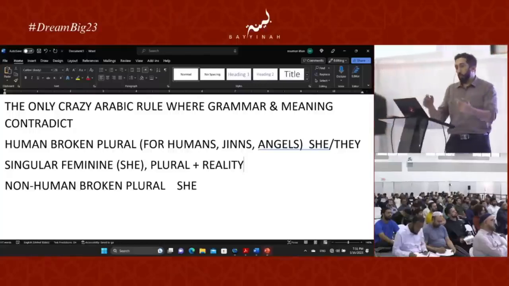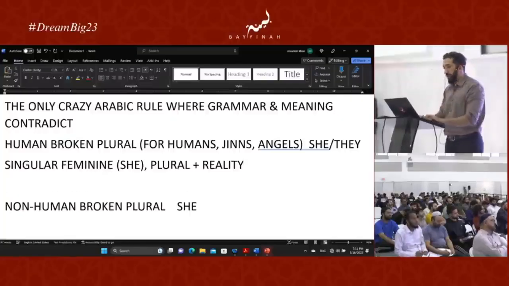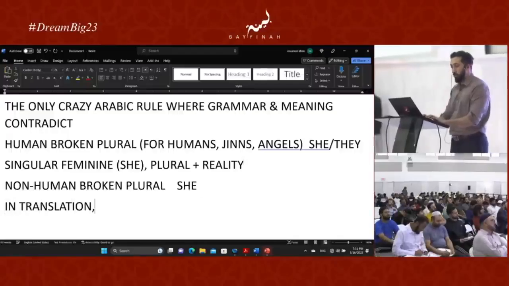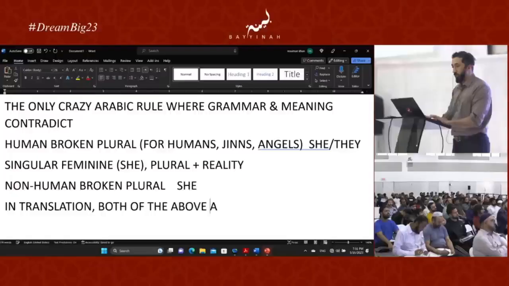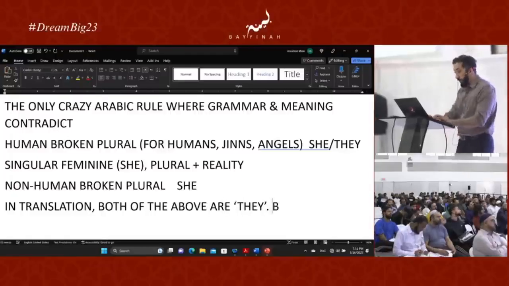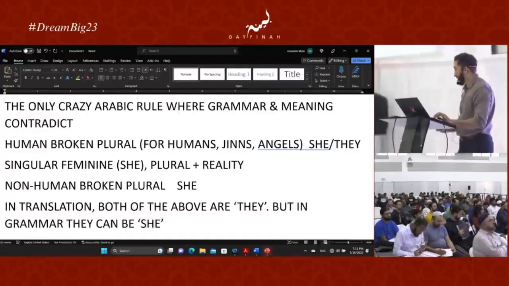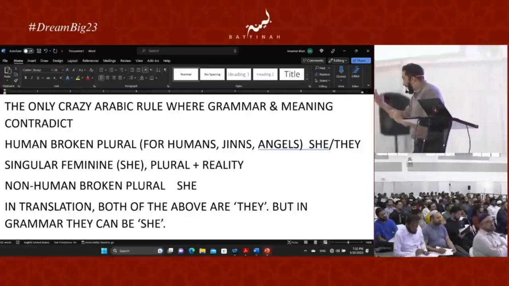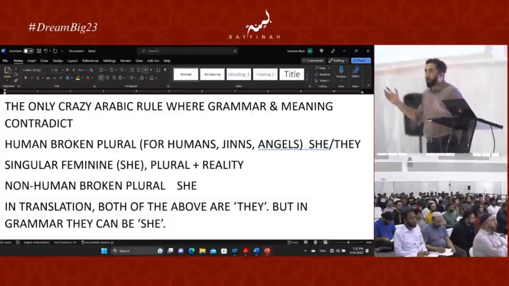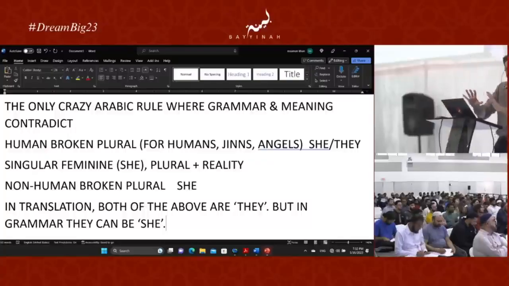Why did I say that grammar and meaning contradict? Actually, in translation, both of the above are they. But in grammar, they can be she. Meaning the grammar does not affect the translation. The translation is not going to say she. The translation is going to say what? They. That's why this is a confusing rule. So that's a quick recap of broken plurals.